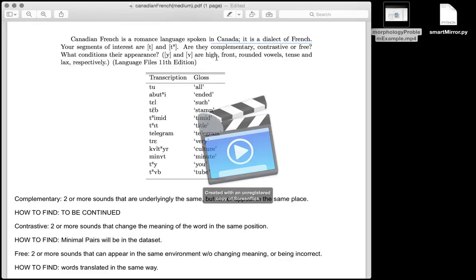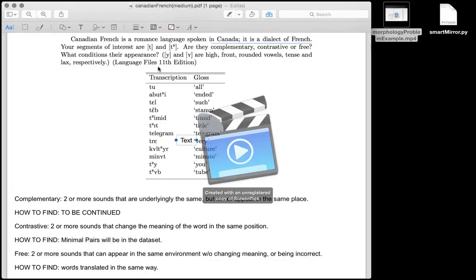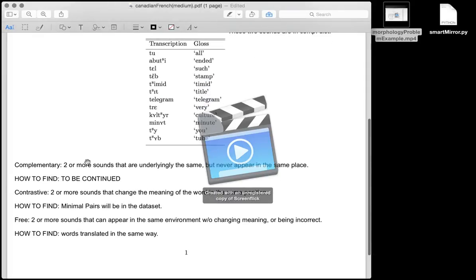So we know that these sounds are complementary distributions. So you could write down that these two sounds are in complementary distribution. Okay, and that could be the answer to the first part. Now, this is where the tricky part will come in, and it says what conditions their appearance. So now you are going to be doing the part of the how to find for complementary sounds, right? We're going to now fill in this to be continued, okay?